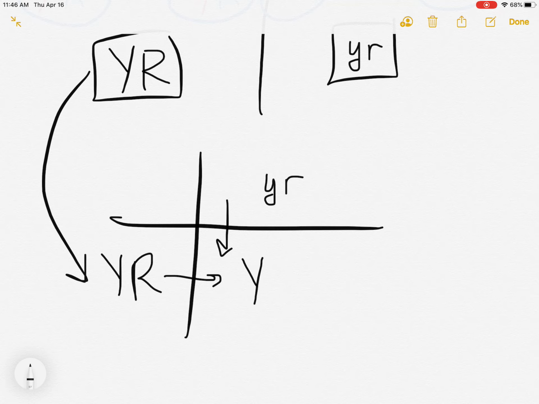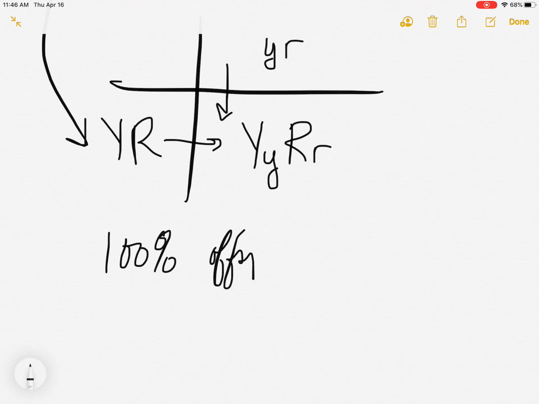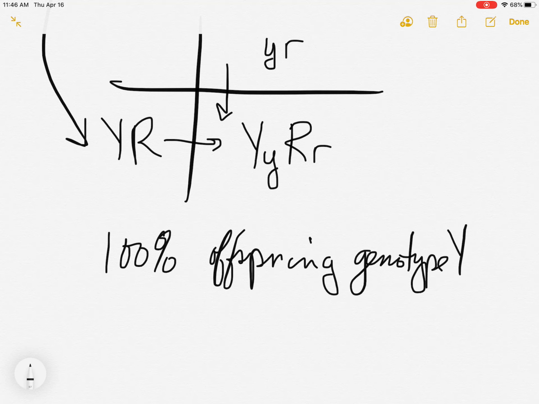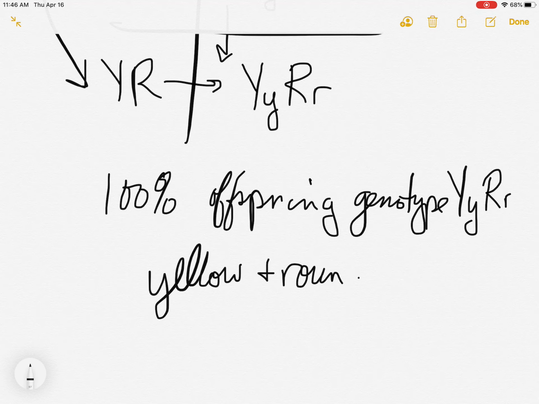Over here, this is the other gamete. The only possible cross, when we put them together, is a big Y, little y, and a big R, little r. So what does this mean? It means that 100% of the offspring, the babies, will have the genotype heterozygous yellow and heterozygous round.